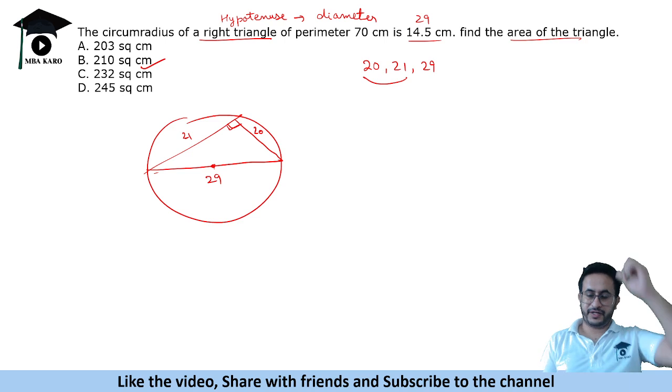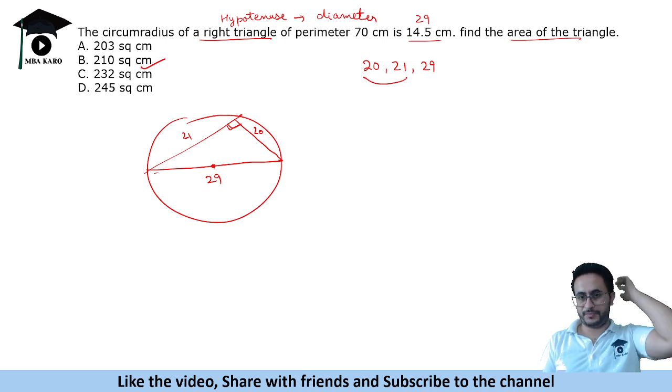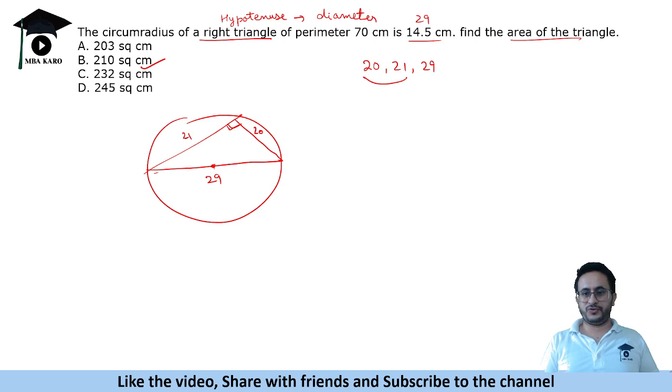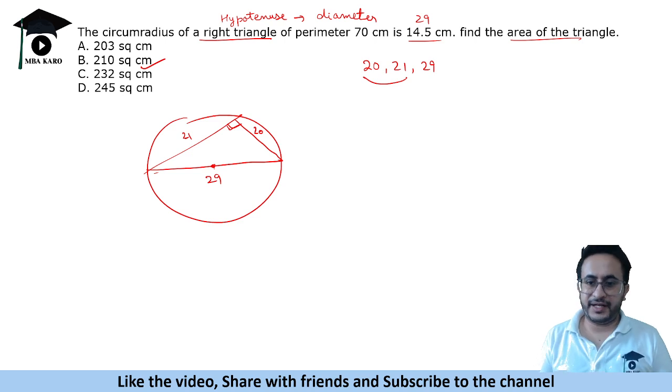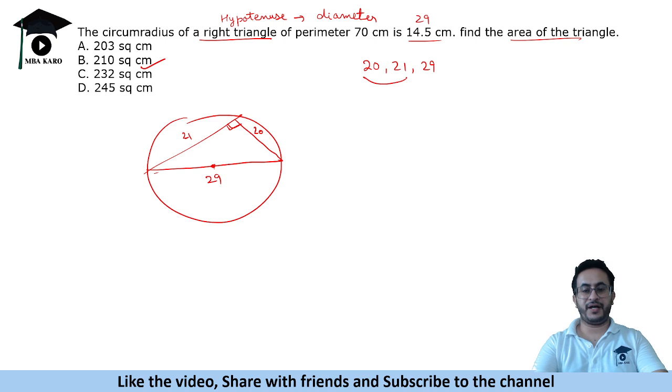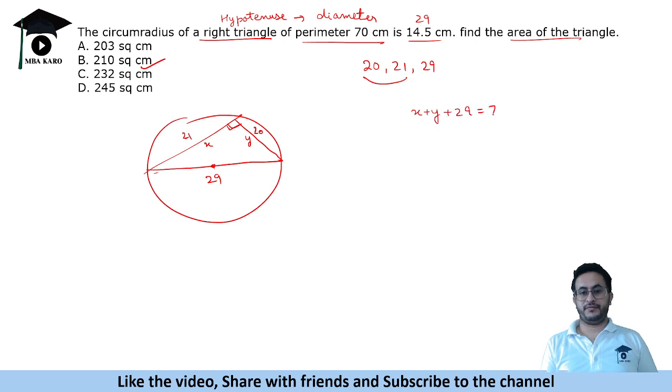Now suppose you do not know these Pythagorean triples, then how to solve this? Of course there is a method. Pythagorean triples are just an added advantage: you are already aware of some facts and that helps you answer the questions directly. However, if you are not aware of them, you will have to make equations. Let us say this side is x and this is y. We are given that the perimeter is 70, so x plus y plus 29 is 70. So x plus y is 41.